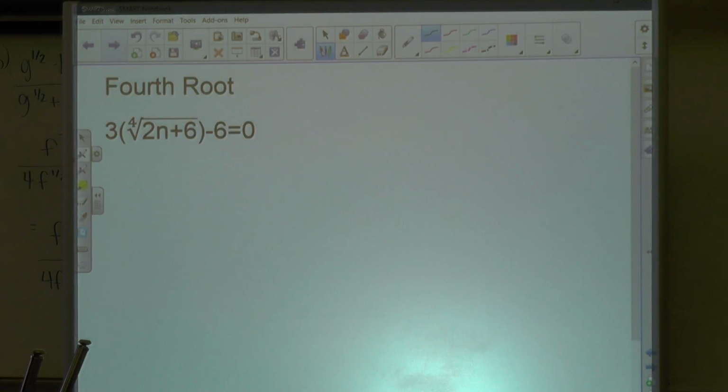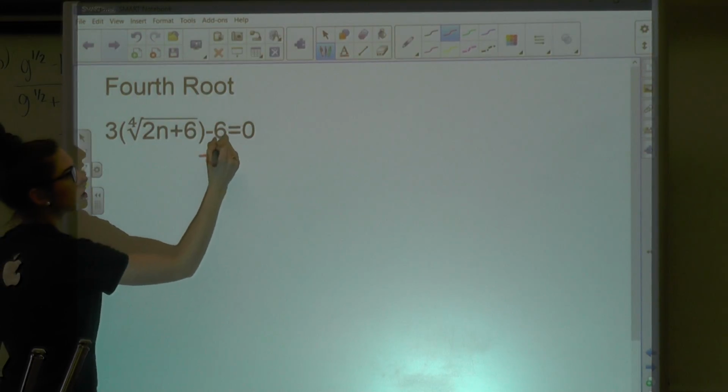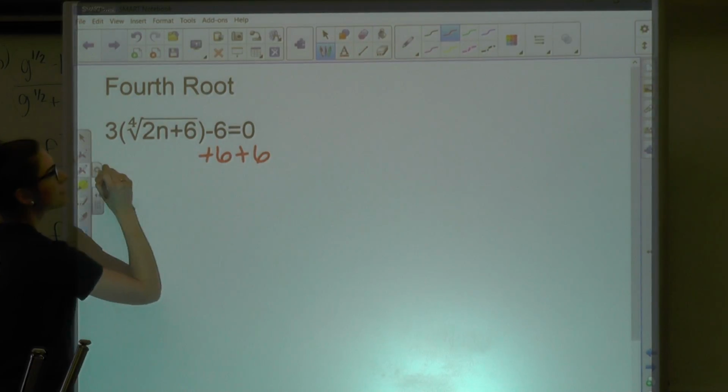This is the same exact thing, okay? Now you're just doing it with fourth roots. How would you get rid of a fourth root? Put it to the fourth power, that's it. Put it to the power 4. We want to get rid of our 6 first. Add 6 to both sides.